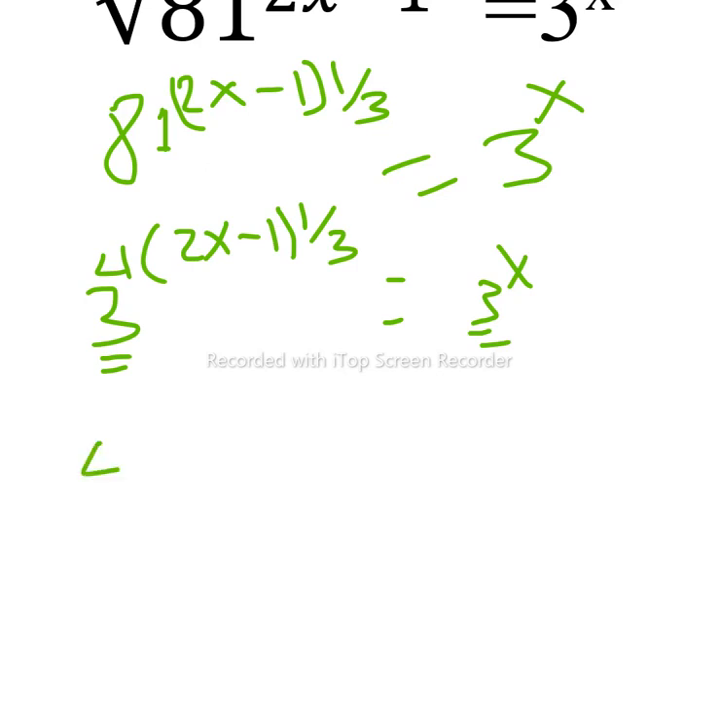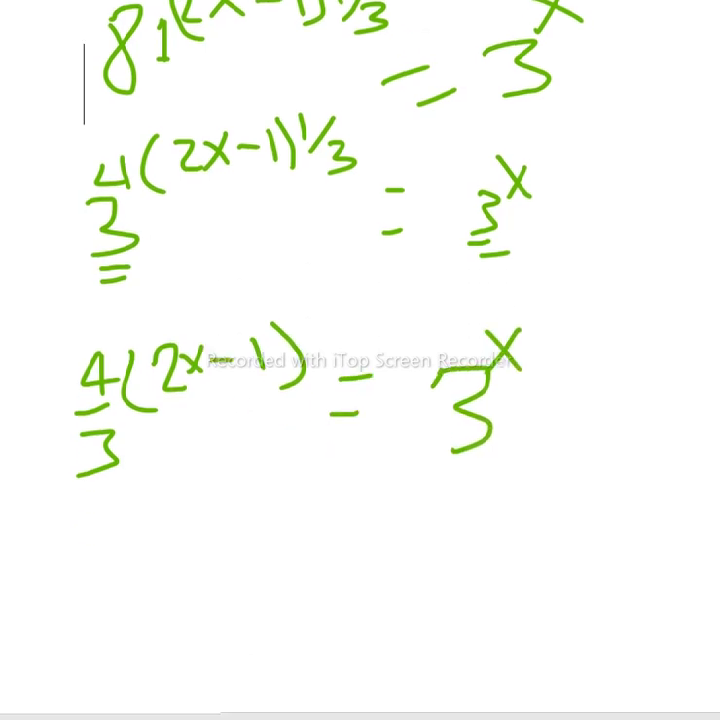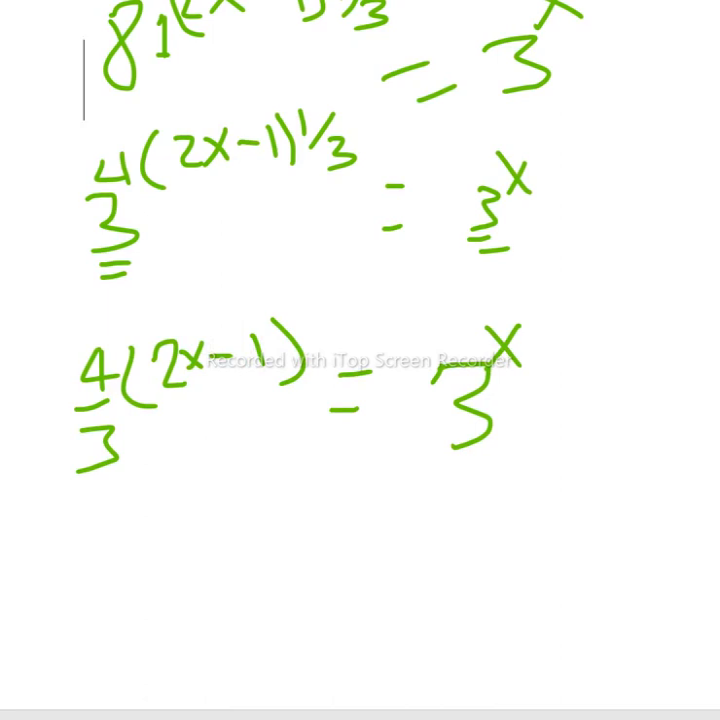So we can write 4 over 3 times 2x minus 1, which is equal to x. We take only the exponent x, not 3 to the power of x, since they have the same base. Then we multiply both sides by 3 over 4 to simplify.